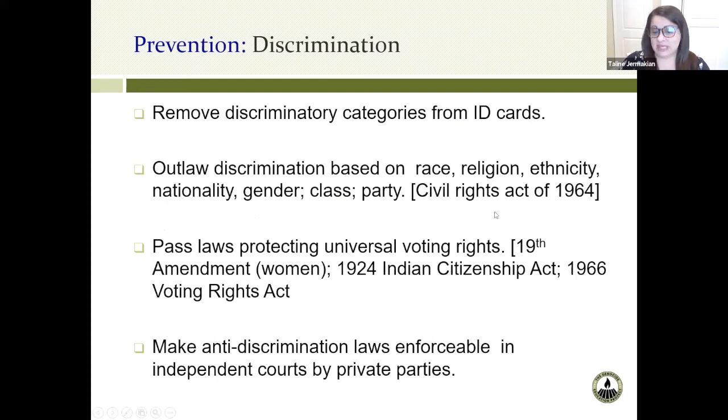Discrimination still exists to this day. It's something that we've been fighting in the United States for a long time, between the Civil Rights Act and Women's Voting Amendment, Indian Citizenship Act. All of these things had to be put in place because of discriminatory practices that happened.